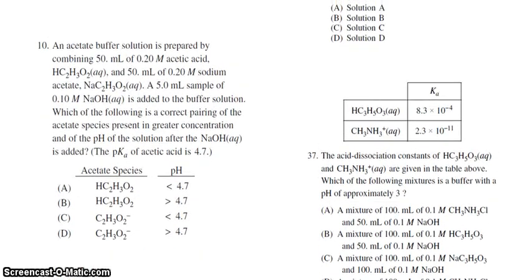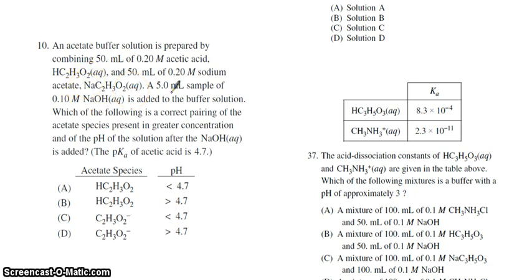Let's do number 10. Here we have an acetate buffer solution. By the way, the previous one I should have said is also a buffer, because we put the two conjugates. Here we have another conjugate pair from acetic acid, which is very common. We're putting 50 mL of 0.2 molar acetic acid, which is this substance, and 50 mL of 0.2 molar sodium acetate, which is its conjugate. Again, notice sodium is bringing these conjugates into the system.